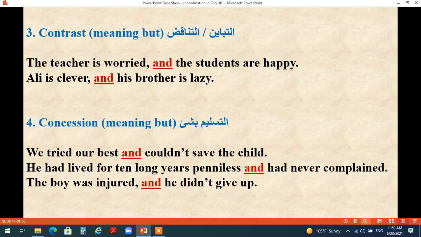Or when we say he had lived for 10 long years penniless and had never complained. We would expect someone living for 10 years in poverty to complain about something, but this did not happen; the opposite happened, he never complained at all. This is called a relation of concession in which and can be used to express such a meaning. Also in the third example, the boy was injured and he didn't give up. We expect that because he was injured he will give up, but this didn't happen, he didn't give up. Okay, this is called a relation of concession.